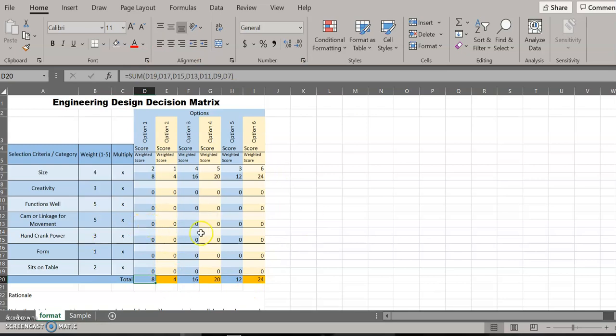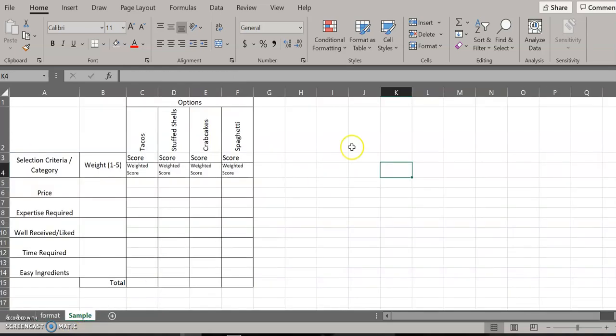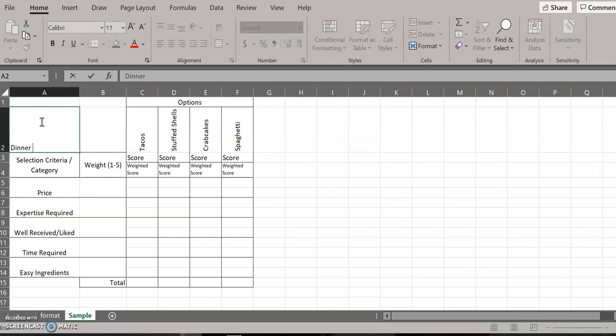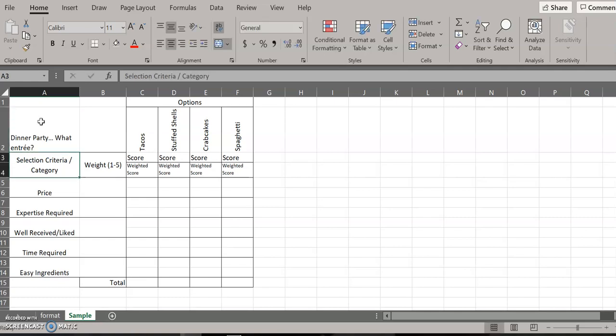So we're going to do an example together just to practice that so you can see. Now what I did was I went ahead and came up with something for a dinner party. So let's say that we're having a dinner party and we want to know what entree we want to serve. Okay, so we can put something in here to let us know what exactly we want to do. I chose a couple of popular options: tacos, stuffed shells, crab cakes, and spaghetti. I think these are things that a lot of people like.